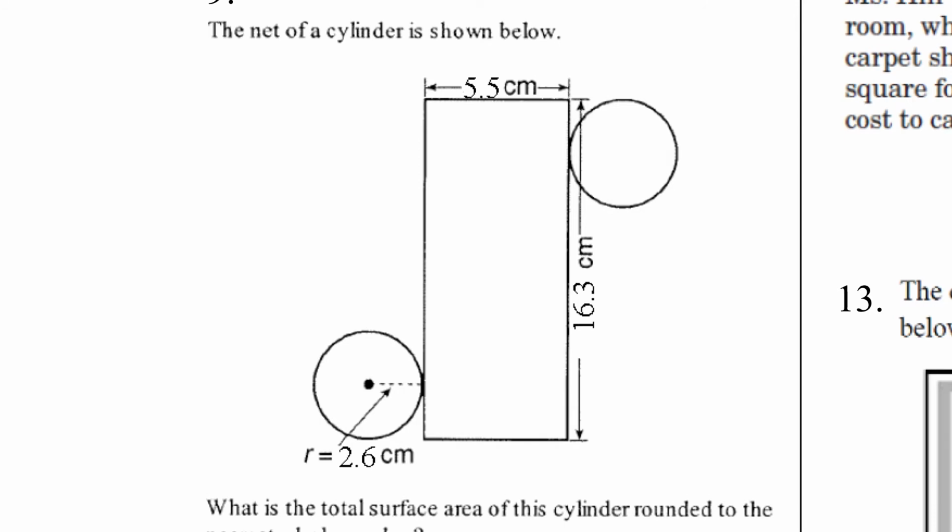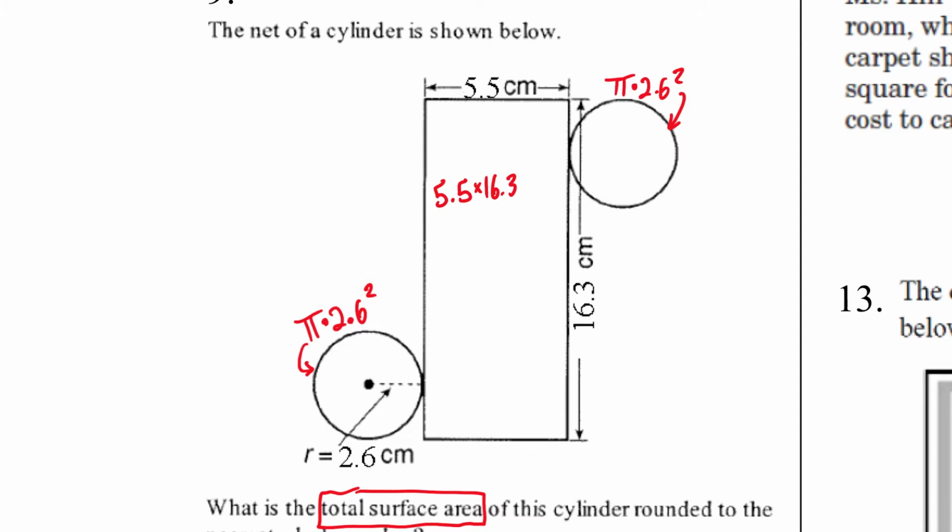Okay, on number 9, we want to find the total surface area of this cylinder. So we got to find the area of all 3 parts. So the area of the circle is going to be pi times r squared. That's going to give me the area of that. And then for the rectangular part, length times width is going to give me the area of that part. All right. And then you'll just add those three numbers up.